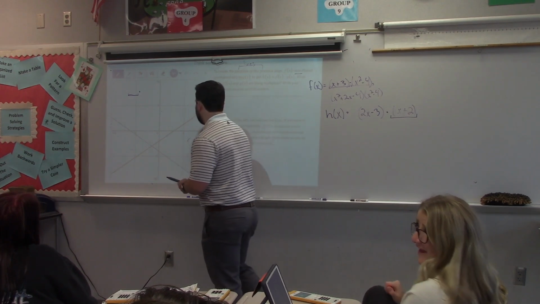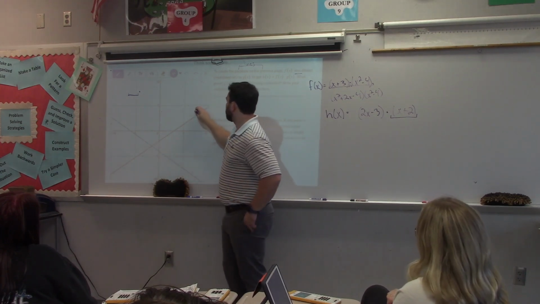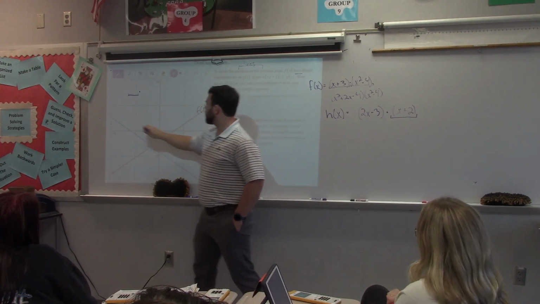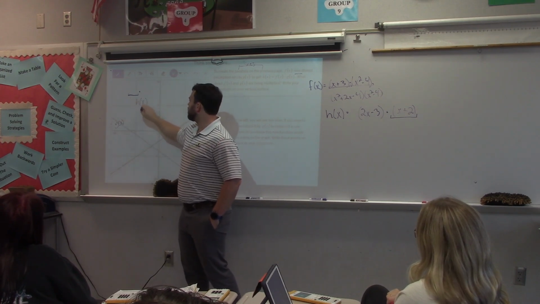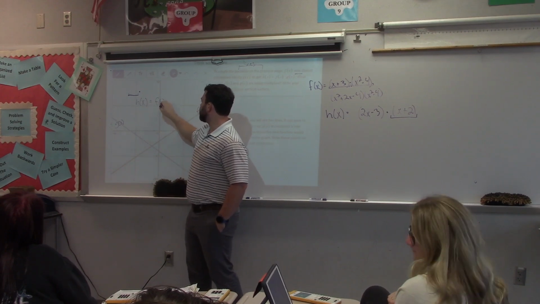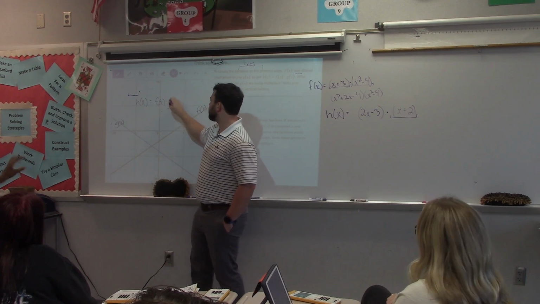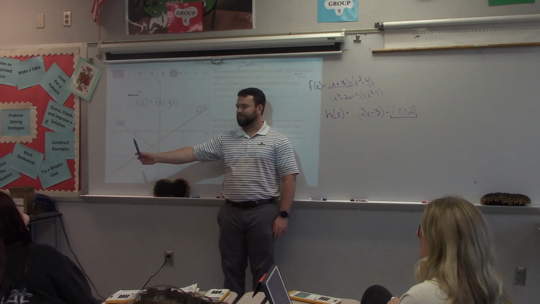I'm just asking, if I were to multiply this f of x and this g of x to get h of x, so f of x times g of x, if I were to multiply those two things together to get h of x, what point do we know h of x would have?